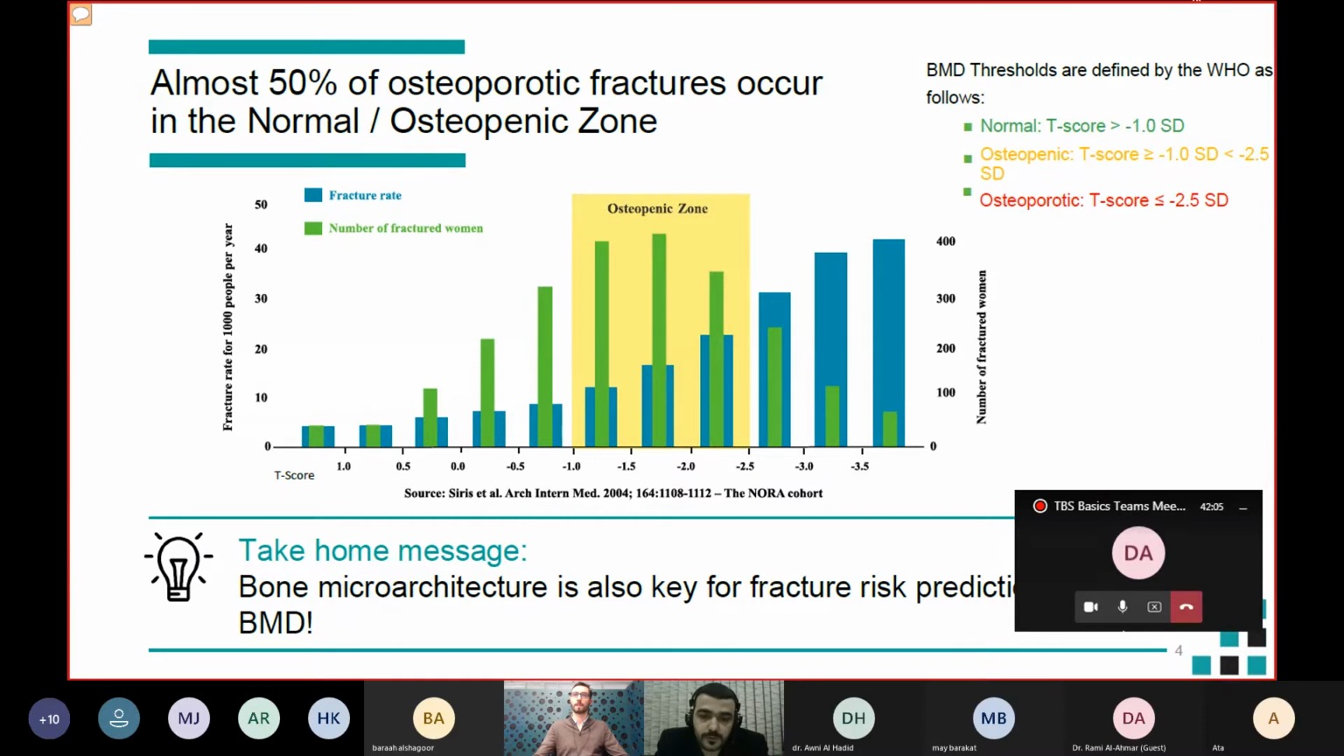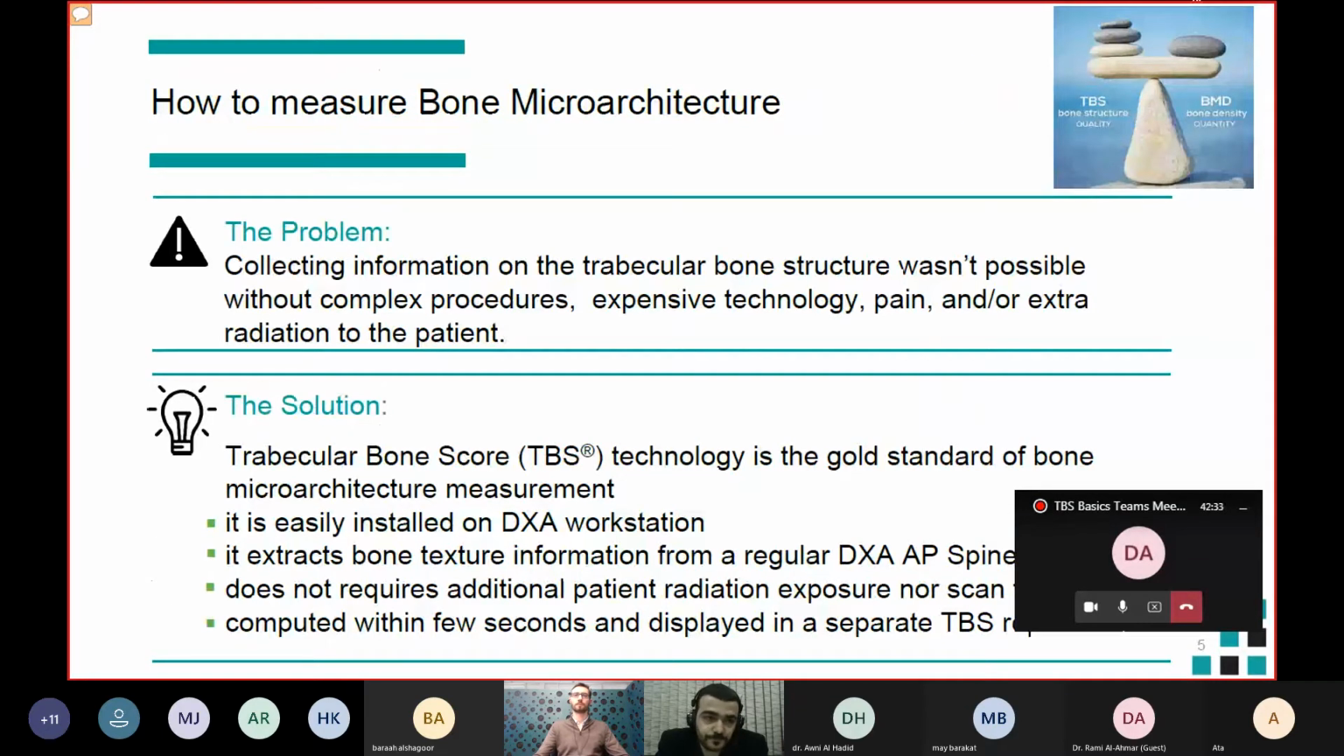So we all know that the patients at high risk of fracture are supposed to be the osteoporosis patients. Yet in this study, 50% of the fractures are occurring in the normal and osteopenic zone. Why? Because we do not have the TBS value. So how to measure the bone microarchitecture? The main problem is that collecting such information wasn't possible without complex procedures and expensive technology, even pain and extra radiation for the patient.